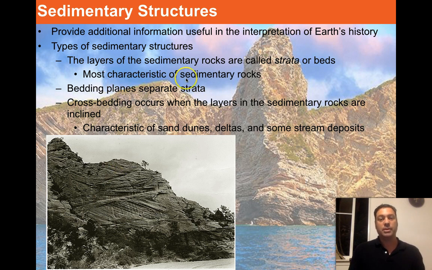And it's most characteristic of sedimentary rocks. We do get rock layering somewhat in igneous rocks, especially in lava flows, but you don't get nice flat rock layers like you see in sediments. And bedding planes are called strata. Each one is a separate strata. So cross-bedding occurs when layers of the sedimentary rocks are inclined. So here we see those nice inclined beds within the layers. It's characteristic of sand dunes, deltas, and some stream deposits. It's actually not very common for stream deposits, but it does happen.